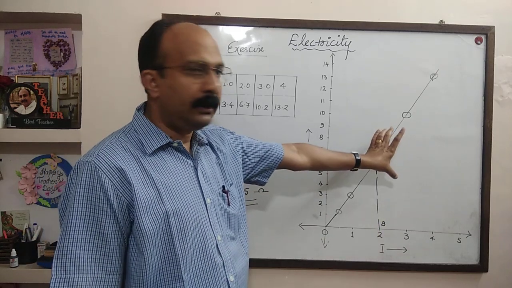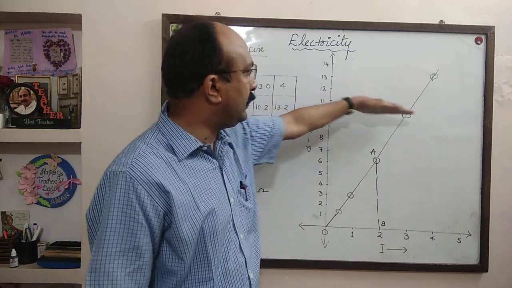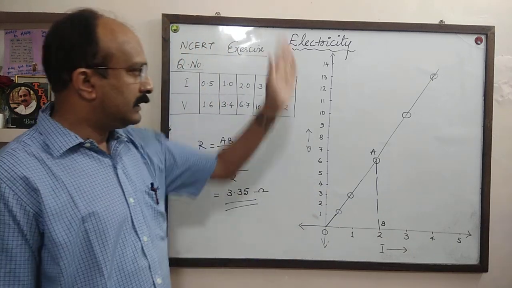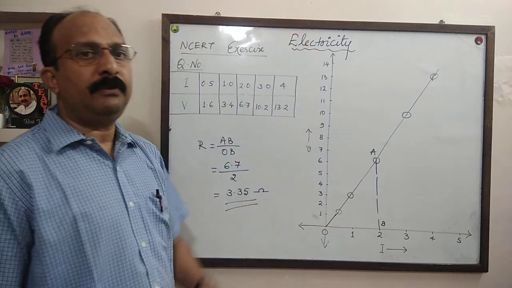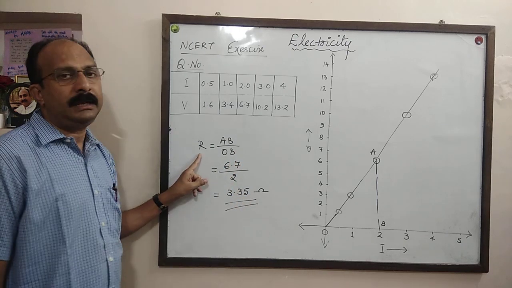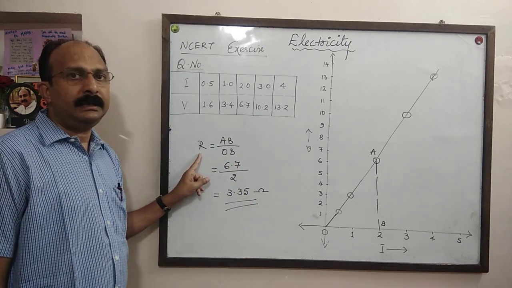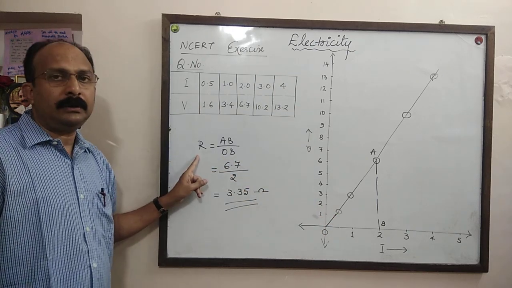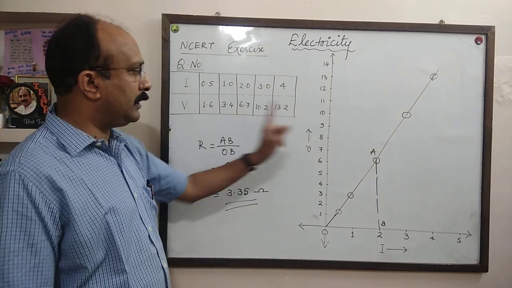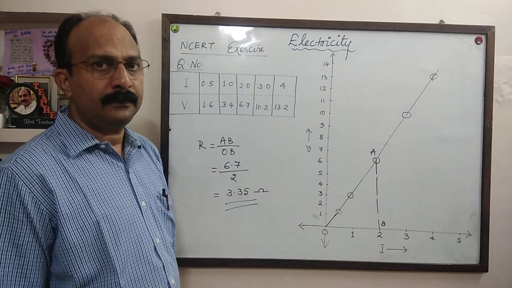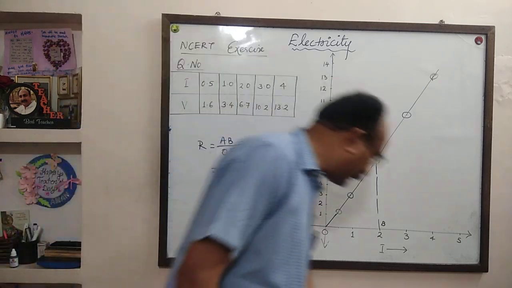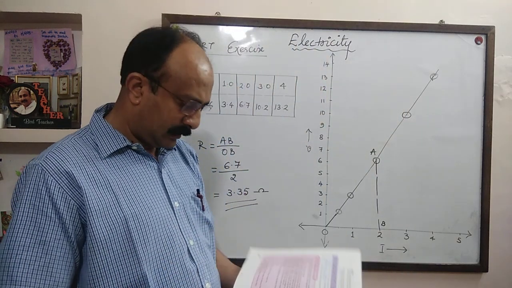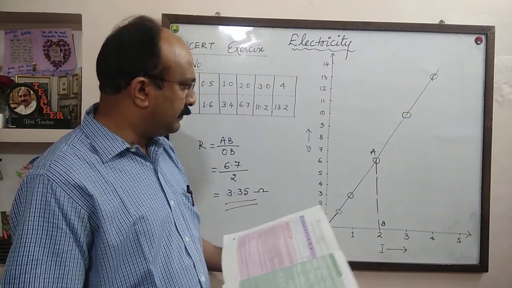Now you see the perpendicular, the value of perpendicular from the Y axis and the value of base from the X axis. Now this perpendicular upon base will be the value of R, that is resistance. I think it is clear to you, plotting a VI graph and how to calculate R, resistance, from a VI graph. Okay? Now I am moving to the next question, that is question number 8.